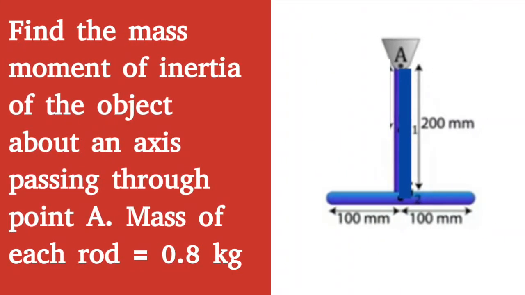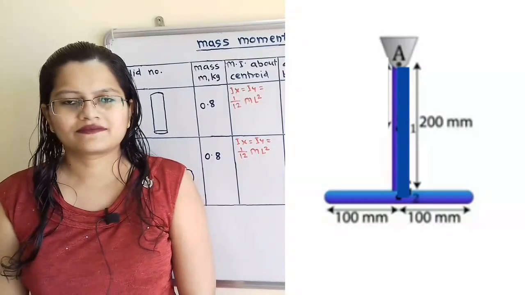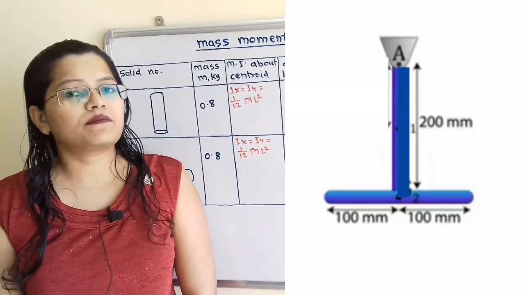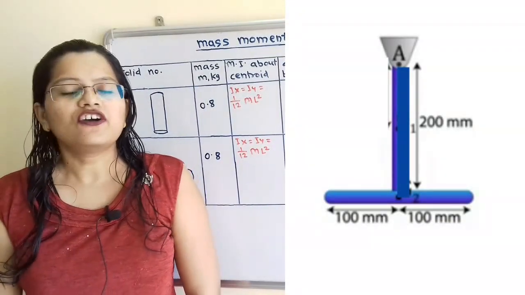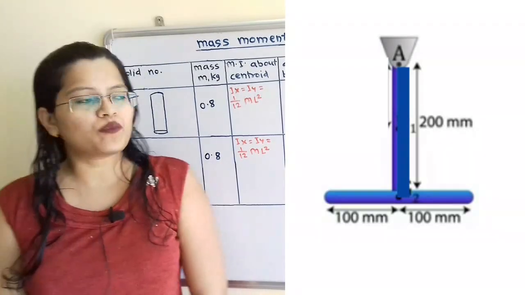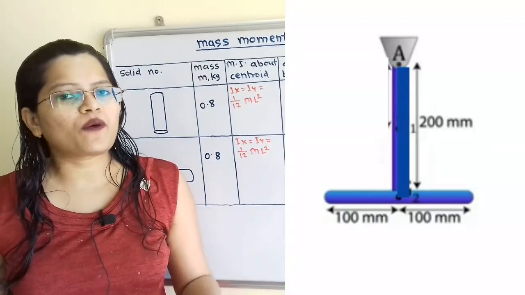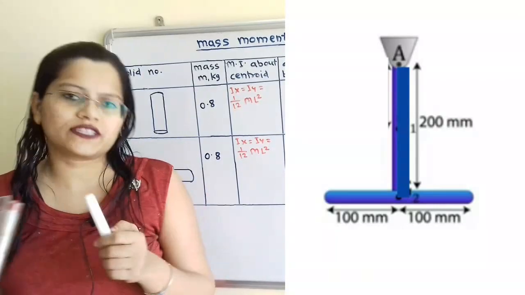Given the question, find the mass moment of inertia of the object about an axis passing through point A. The mass of each rod is equal to 0.8 kilogram. In this question, we have to find the mass moment of inertia for the given composite body about point A. If we observe, this is a combination of two long thin rods.